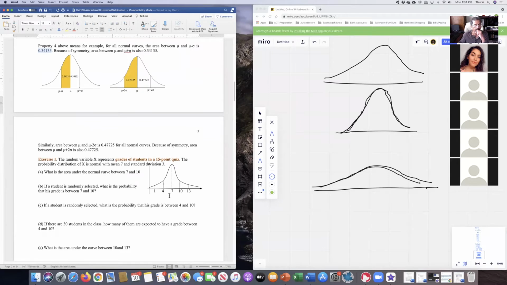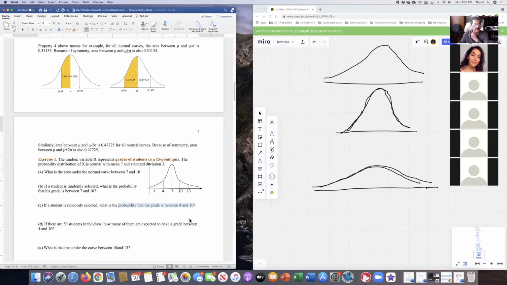If I go to the left, 1 sigma is the standard deviation. If I go 1 sigma over to the left from 7, that'll be 4. So between 4 and 7, what is the probability that a randomly selected student's grade will be between 4 and 7? The same probability, 0.34135. If a student is randomly selected, then what is the probability that his or her grade will be in the range 4 to 10? Can you answer that?